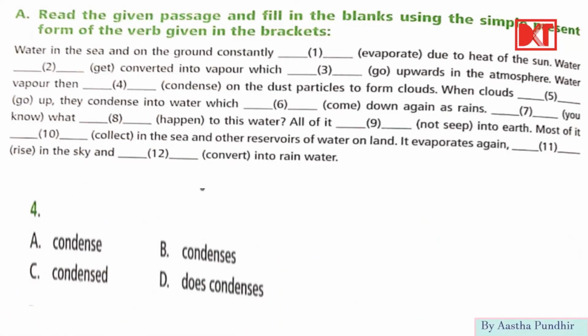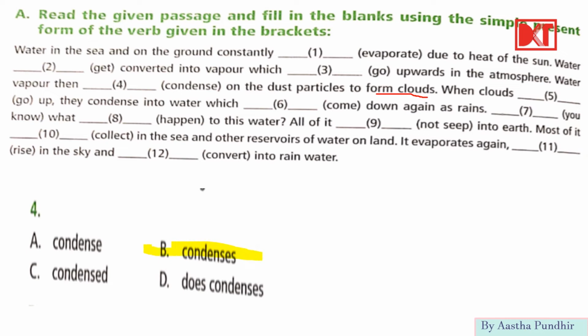Fourth blank, water vapor then dash on the dust particles to form clouds. The options are A. Water vapor then condense on the dust particles to form clouds. B. Water vapor then condenses on the dust particles to form clouds. C. Water vapor then condensed on the dust particles to form clouds. Or D. Water vapor then dust condenses on the dust particles to form clouds. Alright. So here the correct answer is again B.